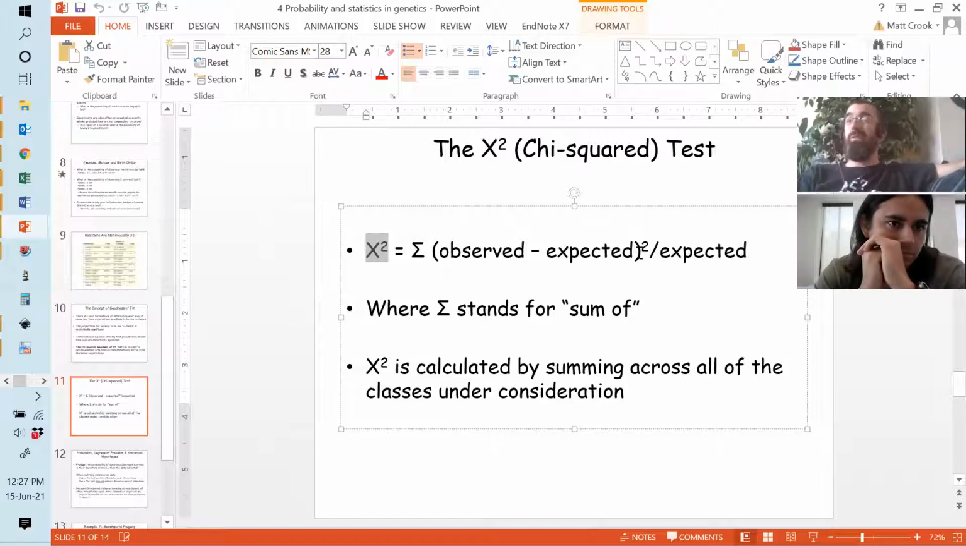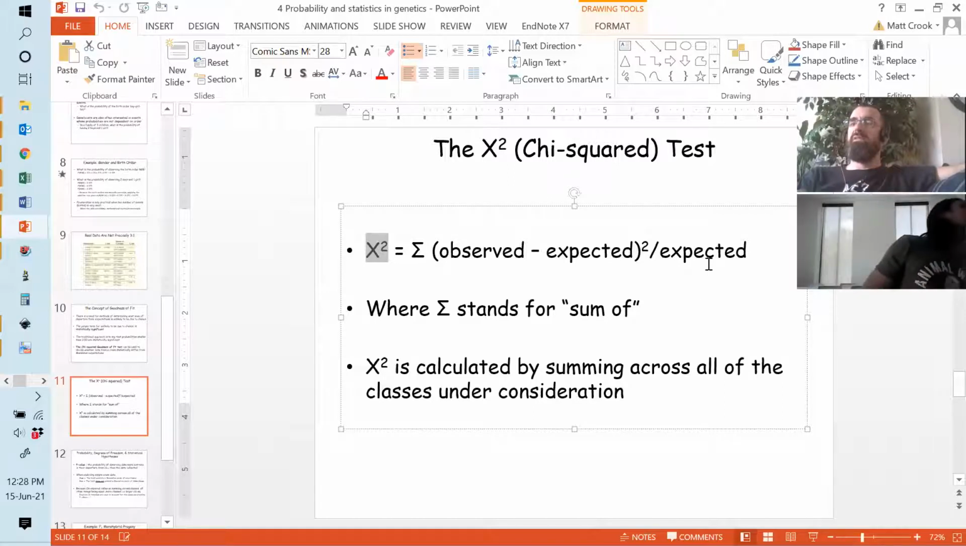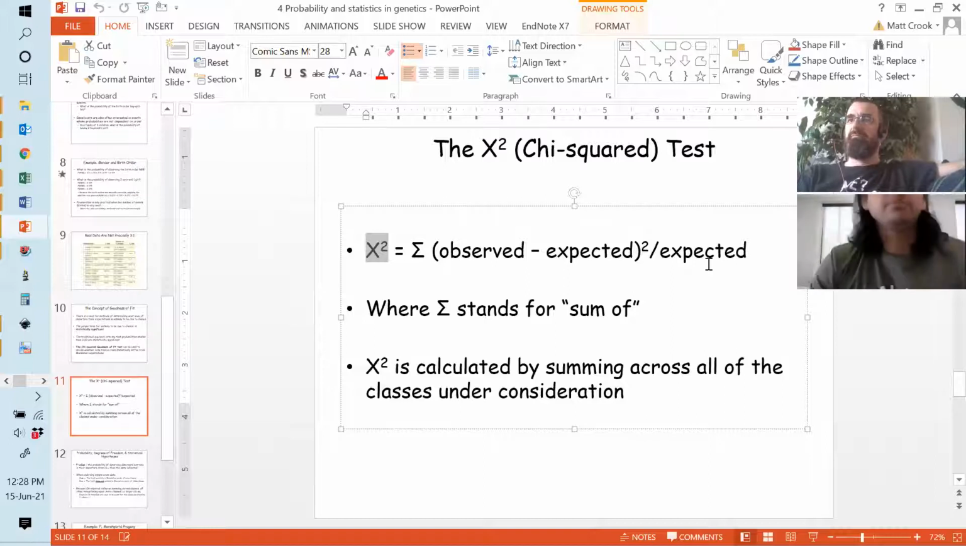And like with variance, we square it because there's going to be some which are larger and some which are smaller than that. So that kind of gets rid of the negative values. And then you divide that by expected, right? Because this accounts for the scale of what you're looking at.